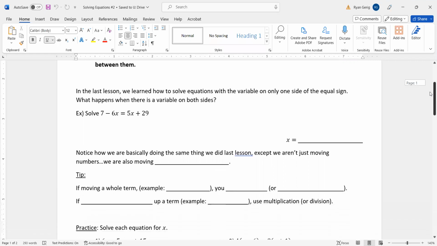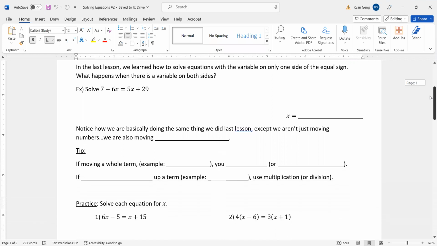So, in the last lesson, we learned how to solve equations with a variable on only one side of the equal sign. What happens when there is a variable on both sides? Well, let's take a look. So you may know how to do this already, and if you do, great. But we need to get our variables together.